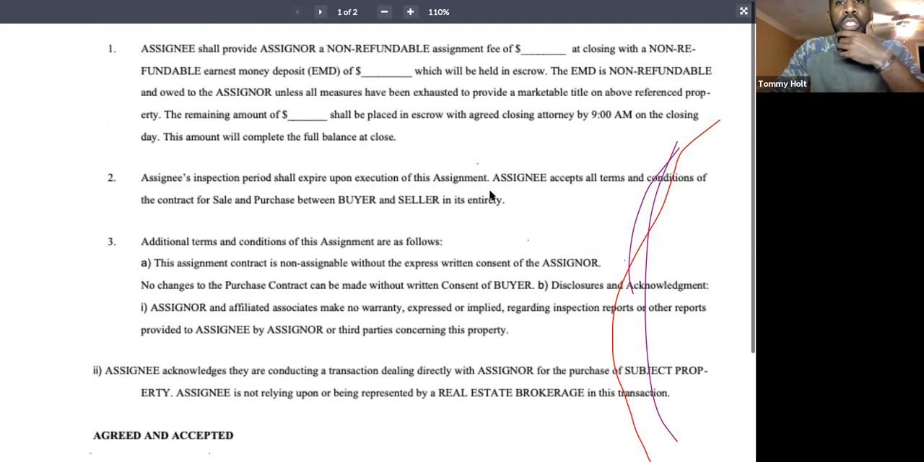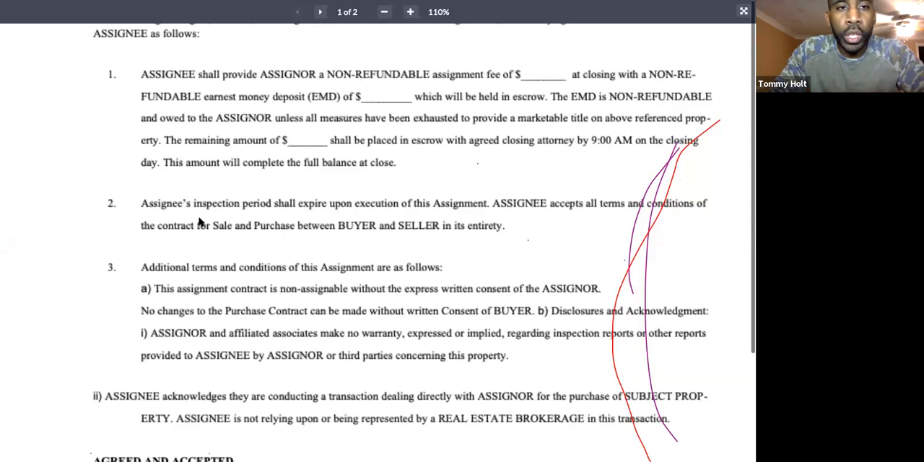So this is why, two things here. Two things are really important about this. The execution of this assignment contract. What does that mean? That means that once they sign, because remember, there's a couple of things that have to happen to make a contract valid. You have to have a meeting of the minds.